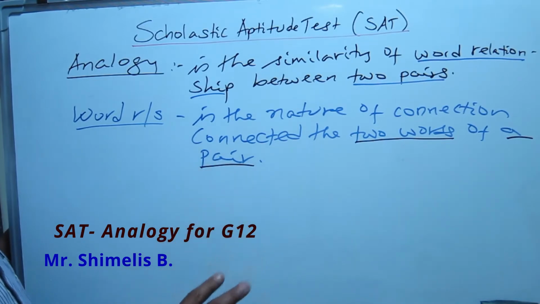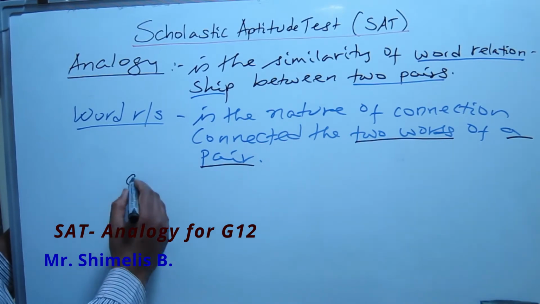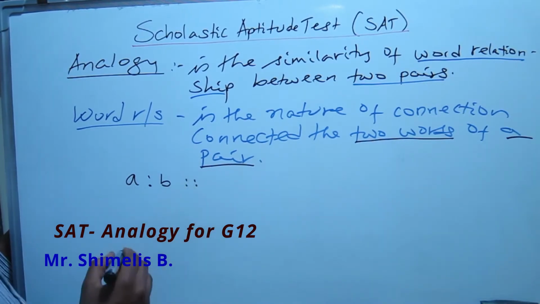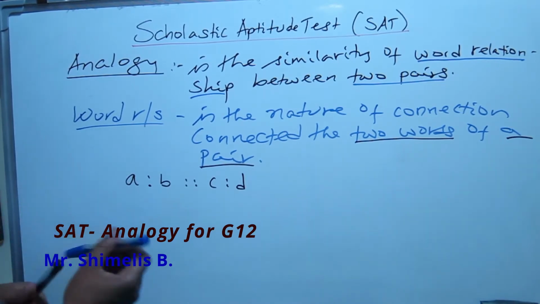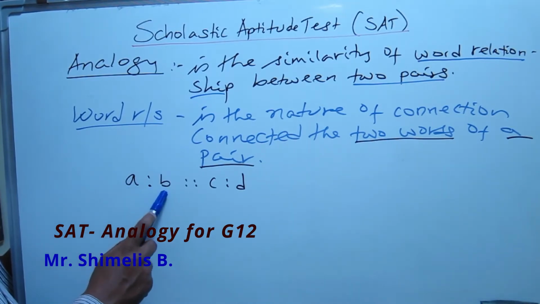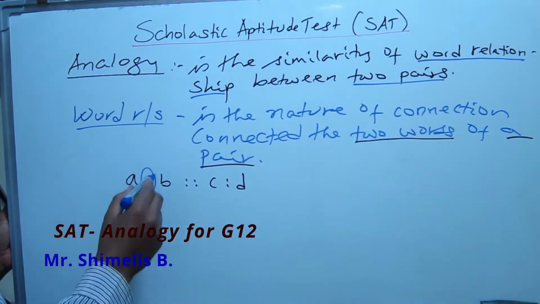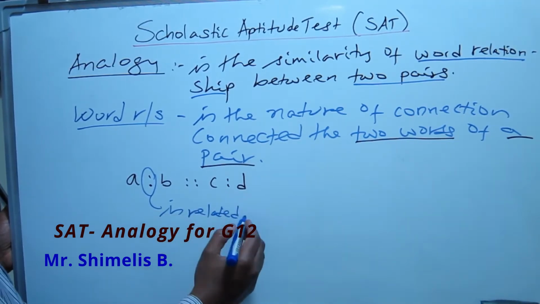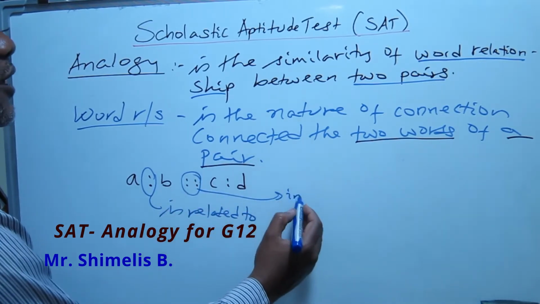Now let's represent words in letters or alphabets. This is how we represent words. Word A is related to word B in the same way that word C is related to word D. The two colons mean "is related to," and the four colons mean "in the same way that."